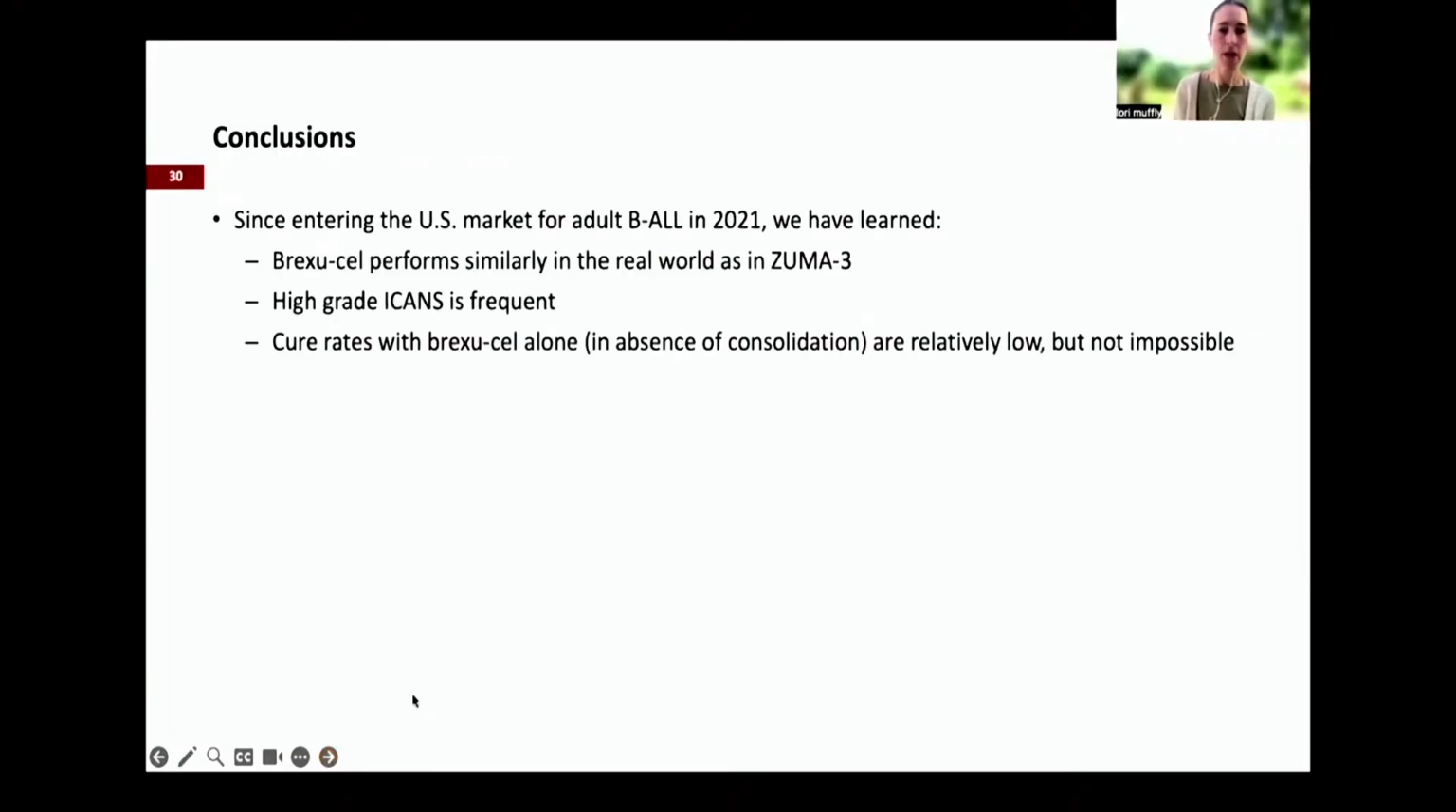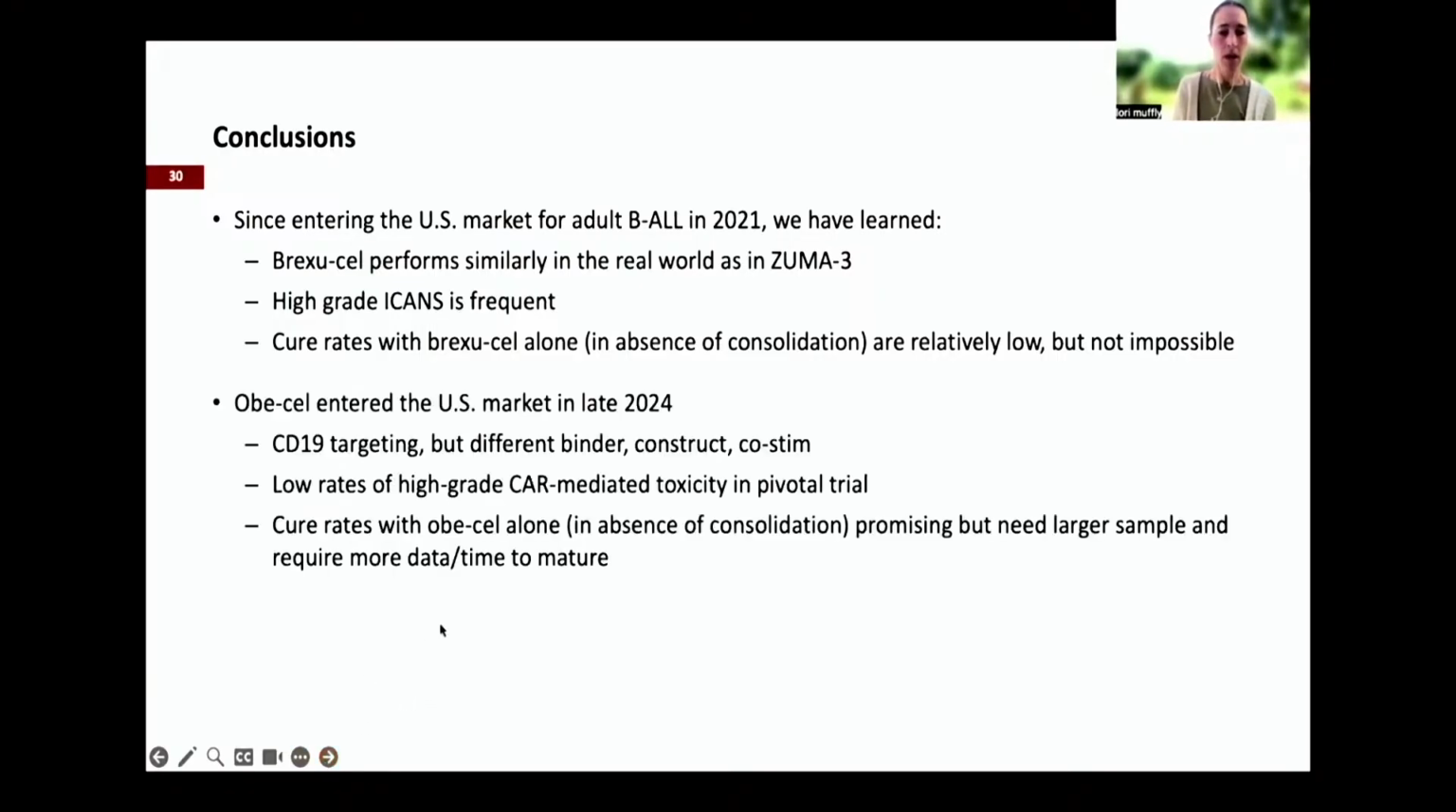So in conclusion, since entering the US market for adult B-ALL in 2021, we have learned that Brexucel performs similarly in the real world as in ZUMA-3. There is a high rate of high-grade ICANS. However, I will say I do think we've gotten better at managing this toxicity. Cure rates with Brexucel alone in the absence of consolidation are somewhat low, but not impossible.